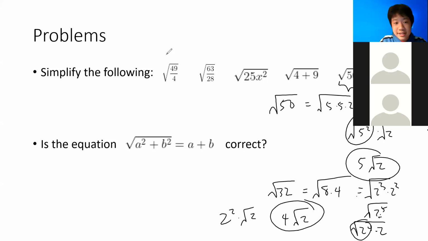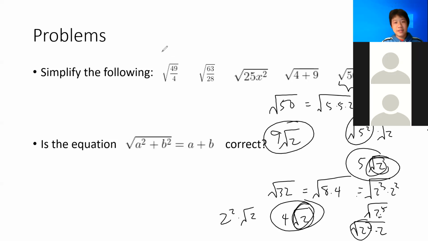We're adding these two things together now. They both have square root 2's in them, so we can actually add in this case. Because they both have square root 2's, we can add these together. 4 square root 2's plus 5 square root 2's equals 9 square root 2's. All right? So we actually can simplify this.